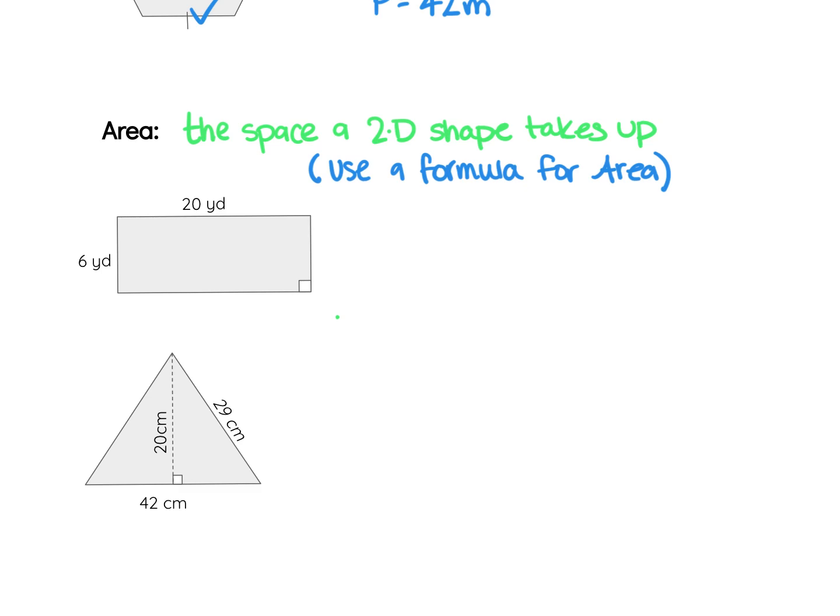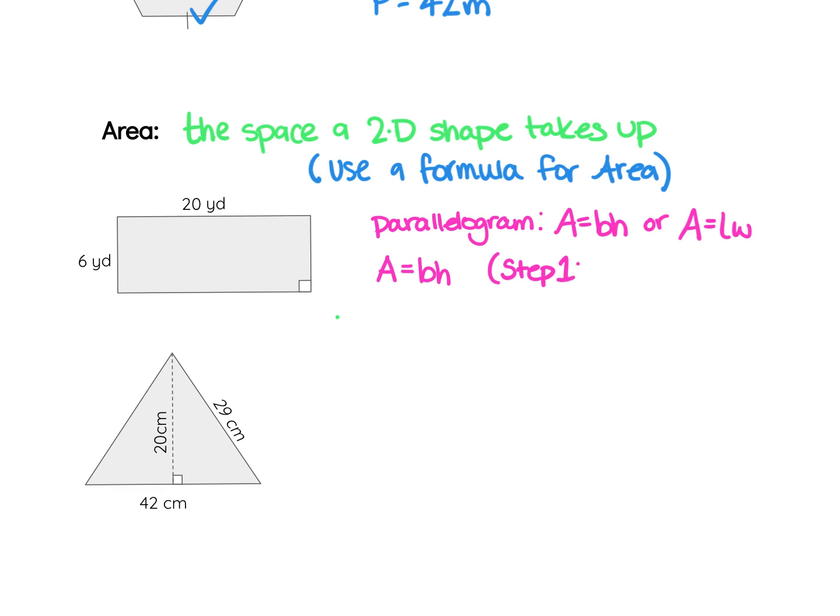This shape right here is a parallelogram. A parallelogram has an area formula of A equals base times height, or sometimes you see it as area equals length times width. When we're solving area problems, there's a specific way that I want you to show your work. So the first thing we're going to do is write the formula. That is step 1. Step 1, write the formula out.